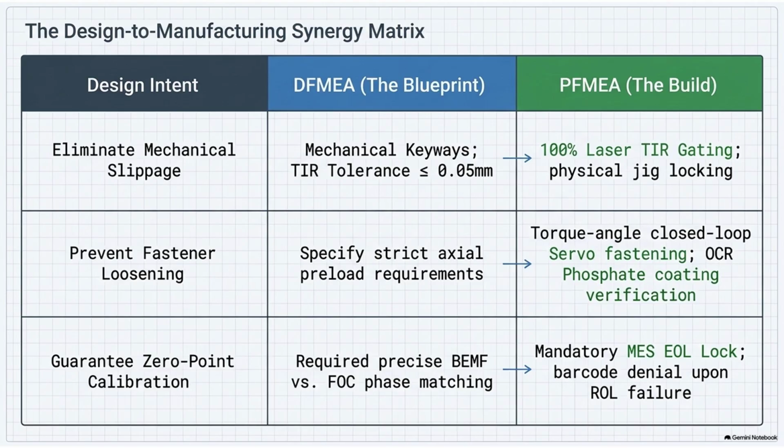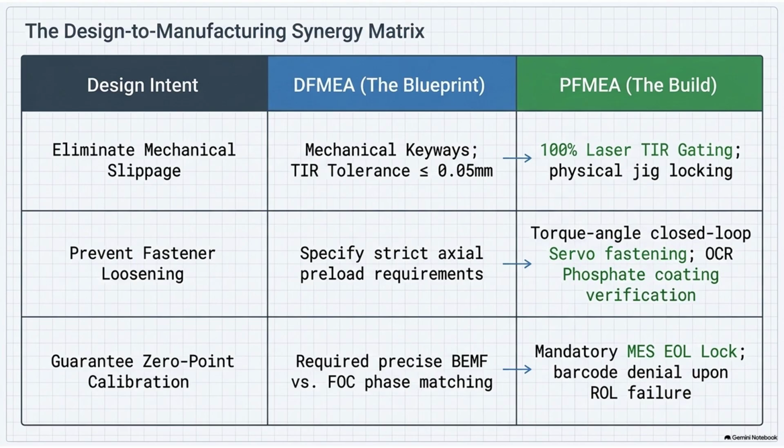Exactly. To guarantee this preload, the factory uses two-stage closed-loop servo screwdrivers running a torque angle method. It measures how hard it's twisting, but it also measures exactly how many degrees of rotation the screw turns after it makes initial contact. But here is the massive catch. The equation for torque relies heavily on the K factor, which is the friction coefficient of the screw threads. Let me guess. Bare metal screws have unpredictable friction. Highly unpredictable. If you have a batch of bare steel screws, the friction varies wildly from screw to screw.